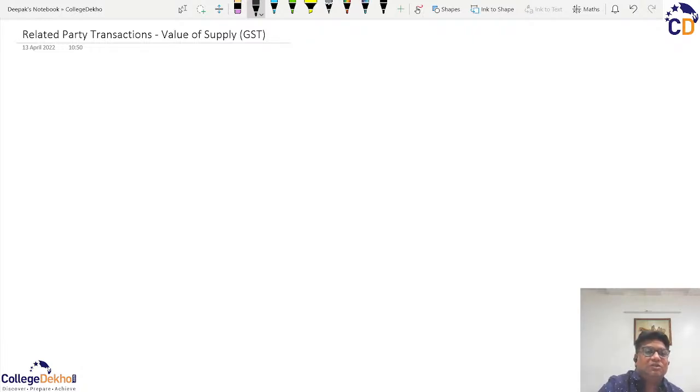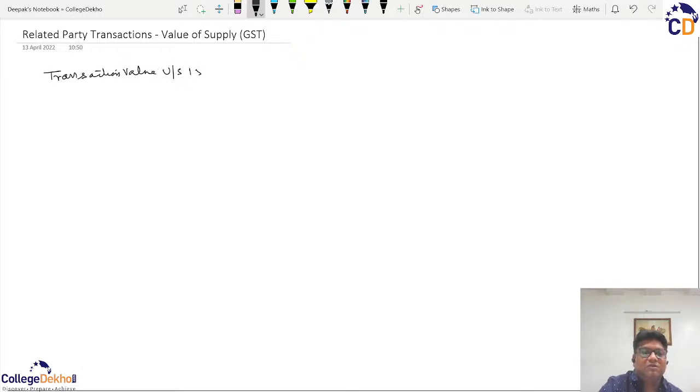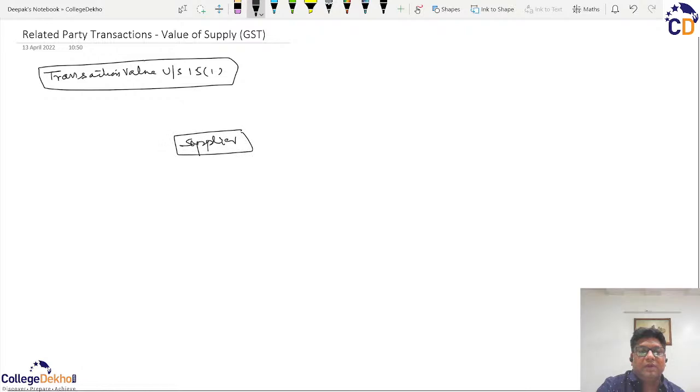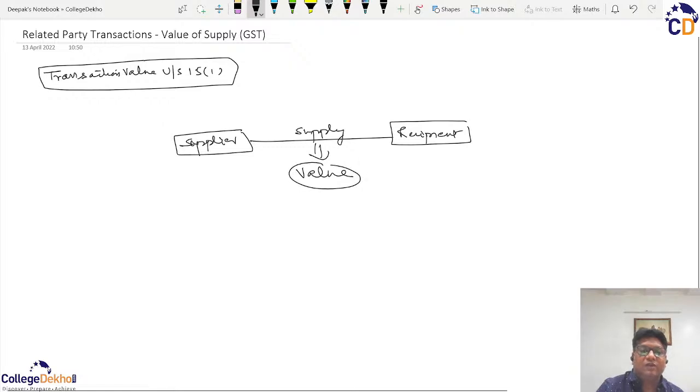So as per our last session where we discussed the word transaction value under section 15 subsection 1 of the CGST Act, which you can always go to our channel College Dekho Learn and look for the sessions by Deepak Gupta and look for the name transaction value, where we discussed that whenever there is a supplier making a taxable supply to the recipient under the forward charge mechanism, then this supply has to be valued, because whatever is the value of supply, that value will be subjected to GST.